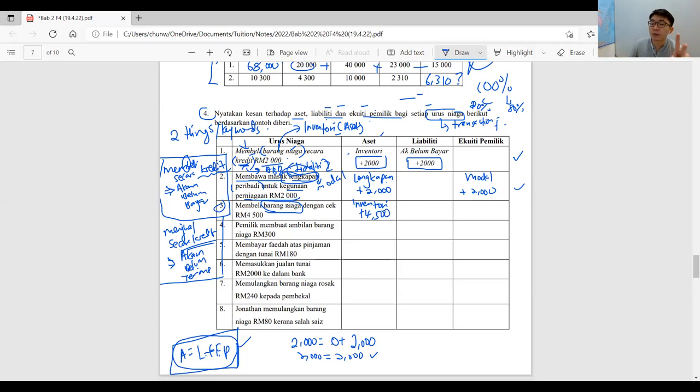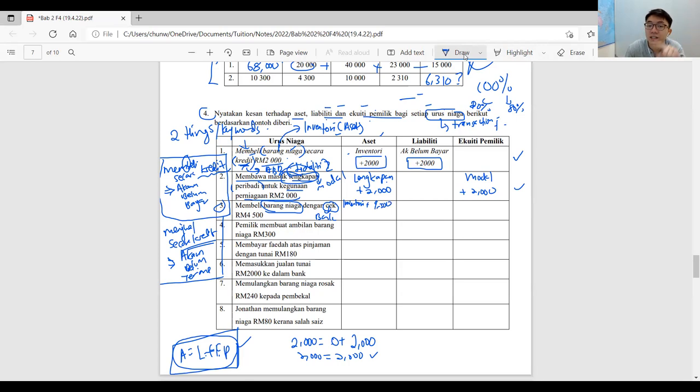And at the same time, always remember there are always at least two accounts. So after inventory, dengan apa? Where is this inventory from? Dengan check. And check is the keyword for bank. You can also write check here, but there is no account check; there's only account bank. Check is always referred to bank. Therefore, inventory plus 4,500, and then bank.